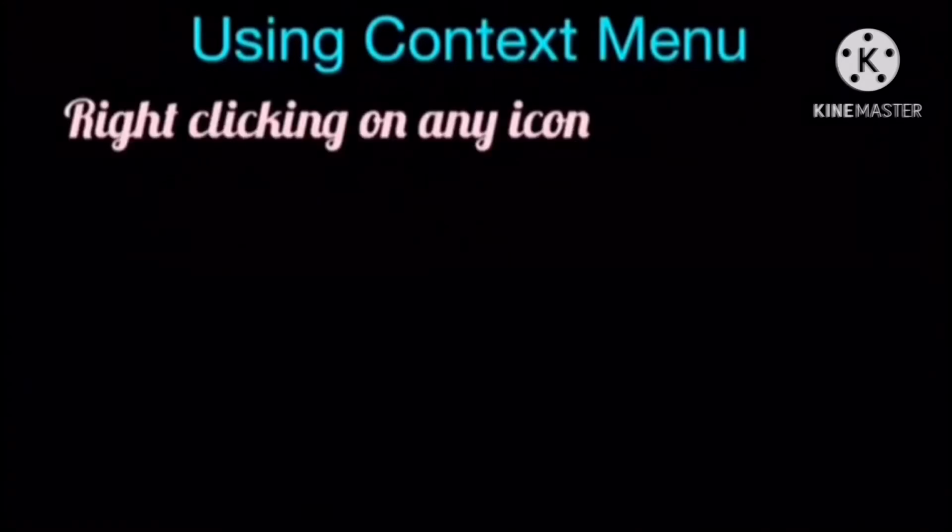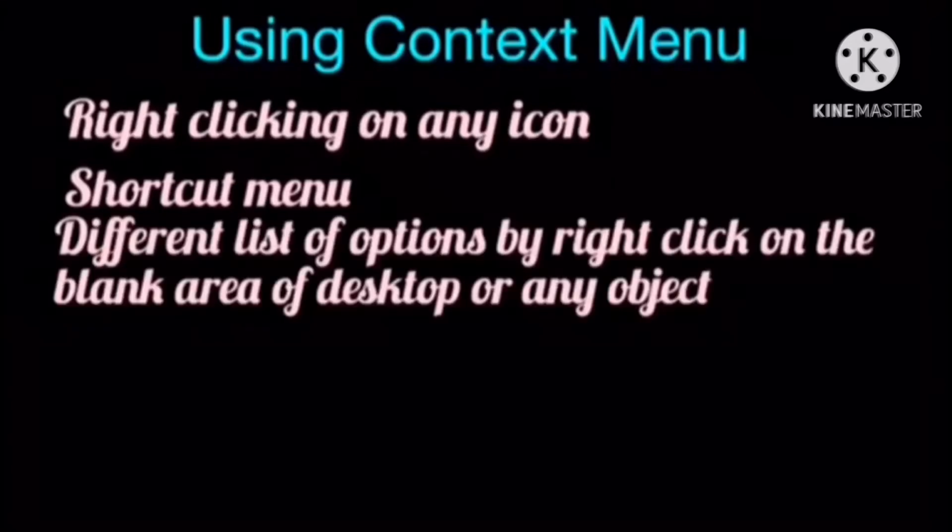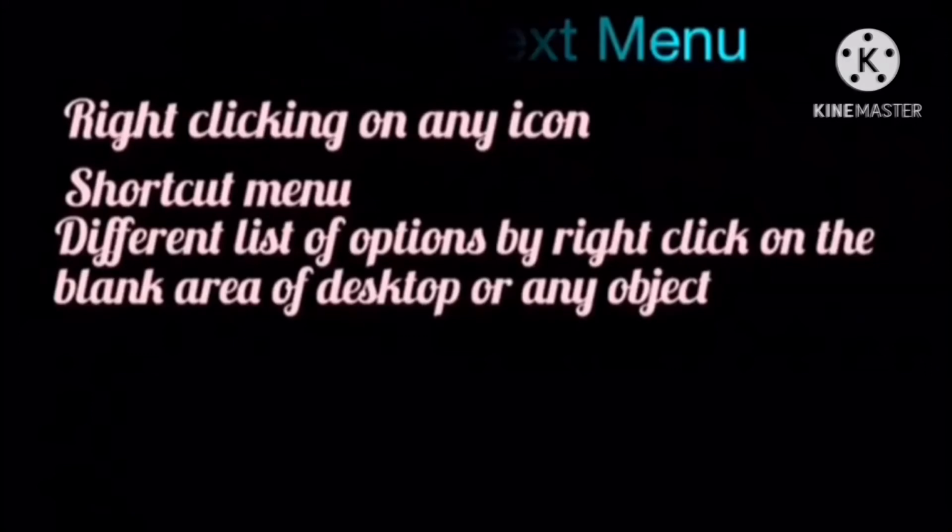Next is using context menu. Context menu means whenever you are right clicking on any of the icon, you can get many options, and that is called as shortcut menu. It is called as shortcut menu. Now we saw view, new, folder, cut, copy, paste. All those are under shortcut menu. So how will we get these options? When we right click on the blank area of desktop or any other folders or files, we will get these options.